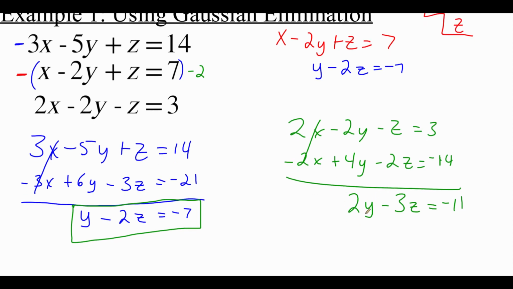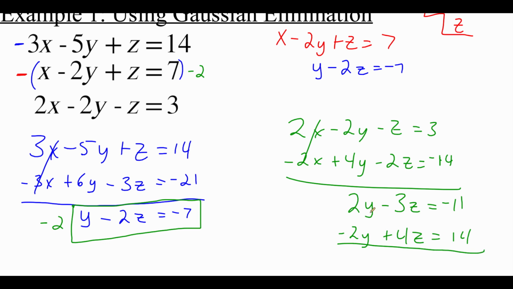Now I've got 2y right here, so in order to get rid of 2y, I'm going to need a negative 2y. So I'm going to take this new second equation right here, and I'm going to multiply everything by negative 2. So negative 2 times this y gives me negative 2y. Negative 2 times negative 2z gives me plus 4z. And then negative 2 times negative 7 gives me positive 14.